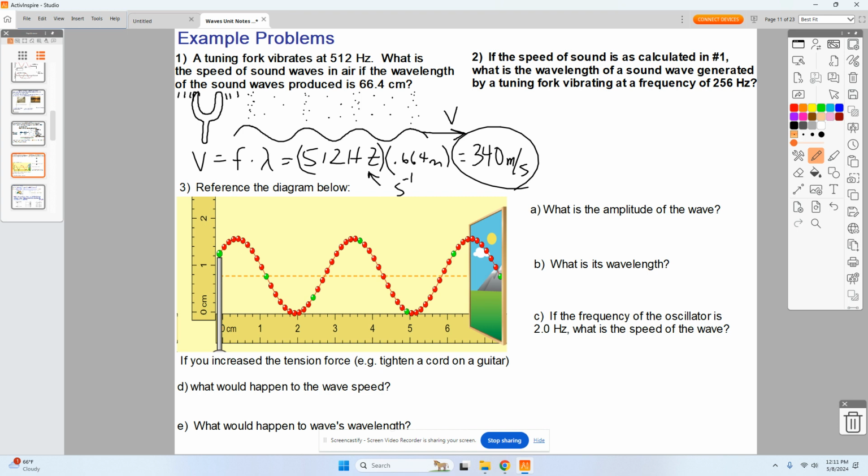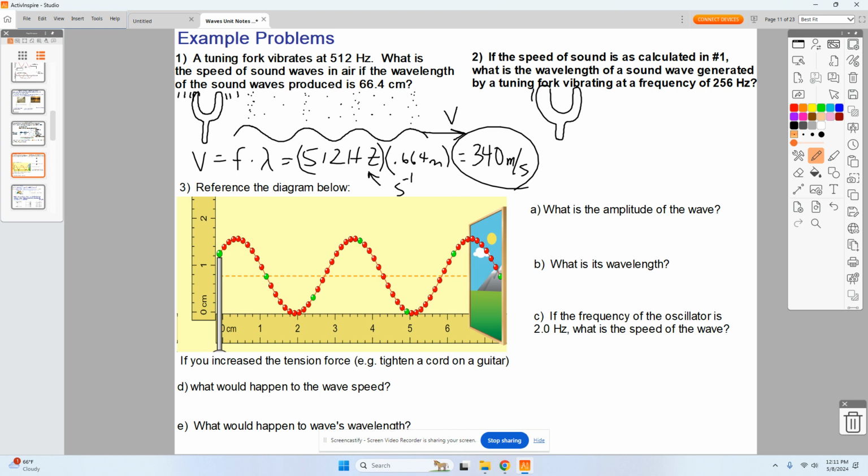Now, I don't want you to do a calculation here. Using this for number 2, I don't want you to do a calculation that's really complicated. Notice I'm going to use that speed, and I'm going to take a tuning fork that vibrates more slowly. So that tuning fork is now 256 hertz. So it's of slower frequency. What should happen to the wavelength if the speed is a constant?